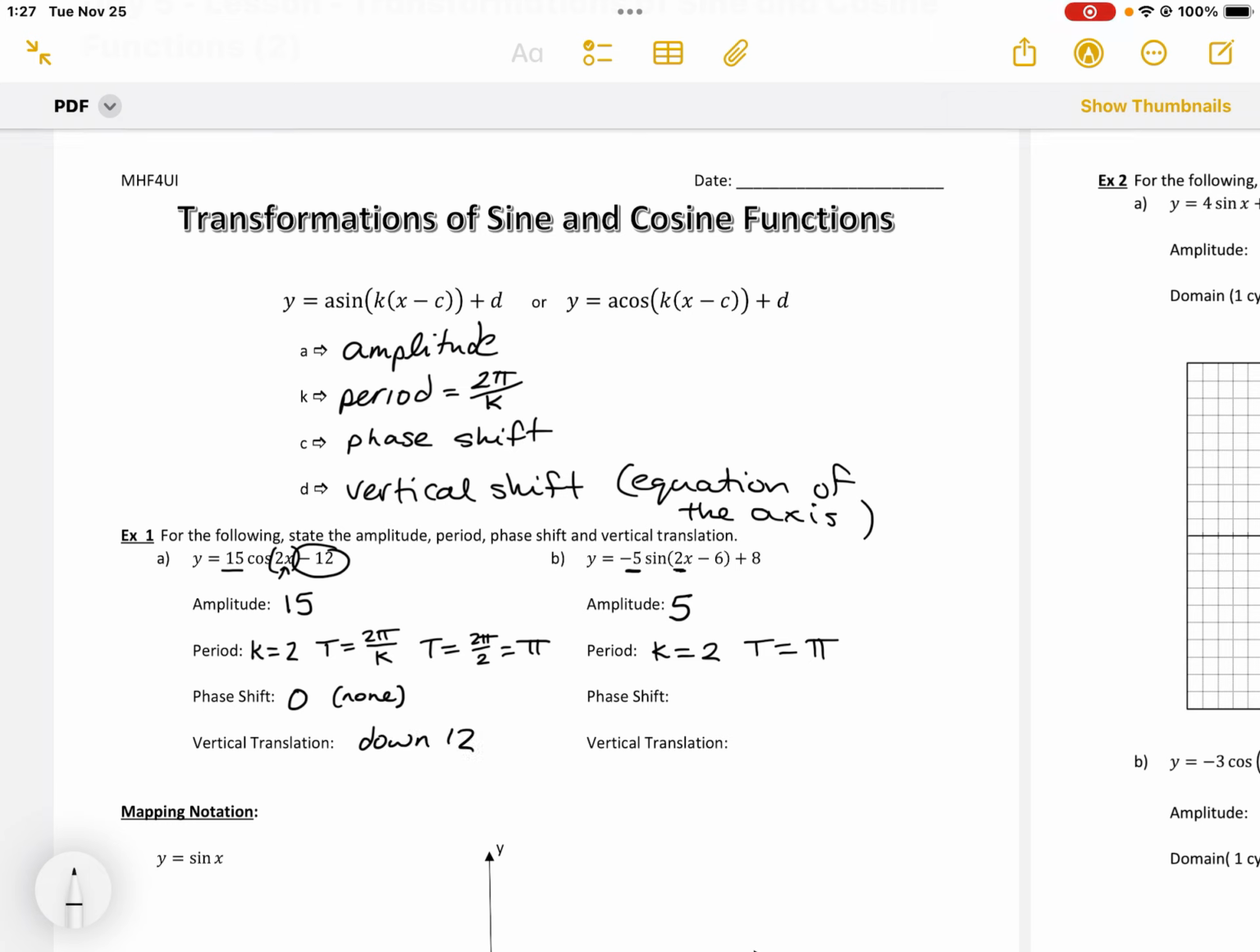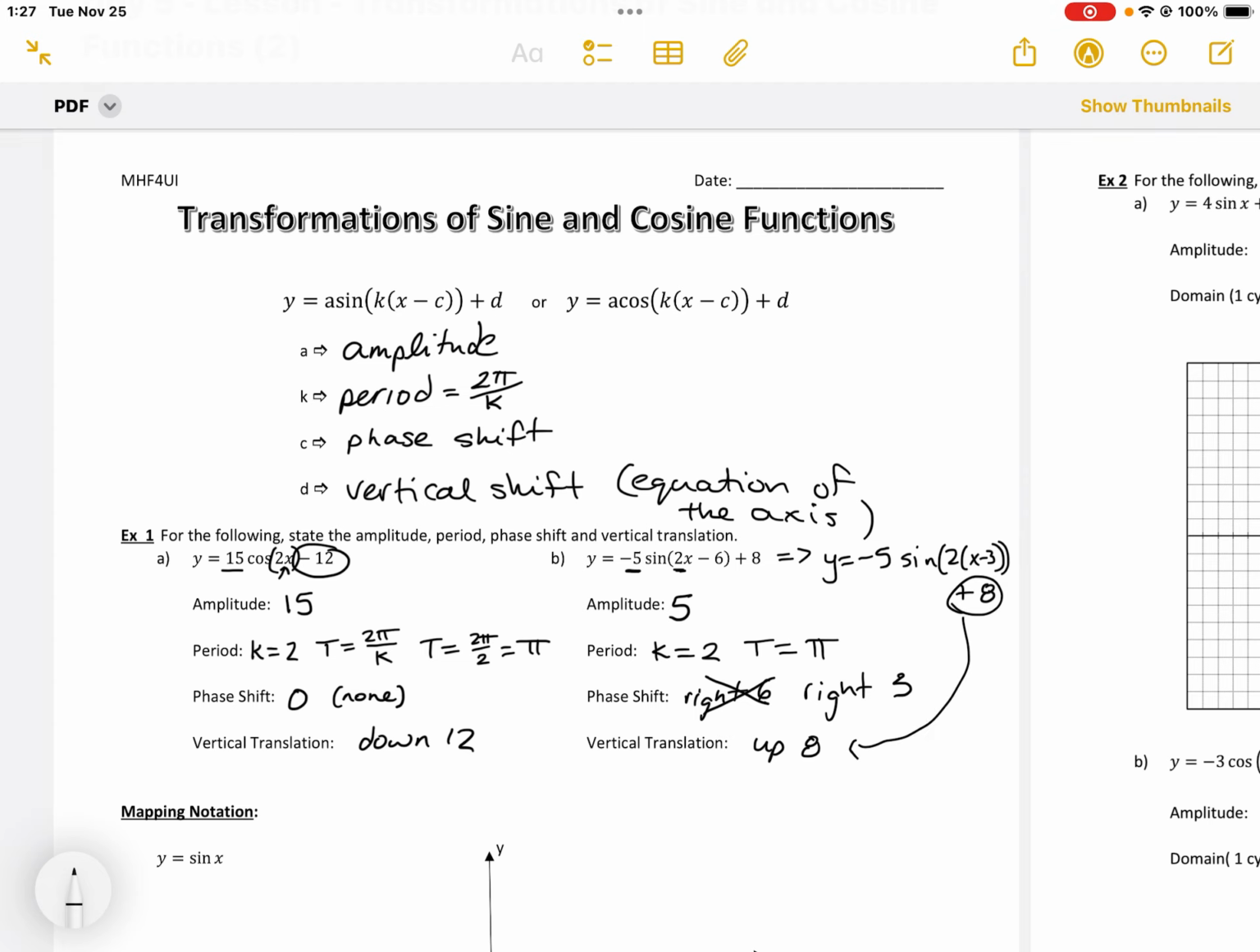On our right-hand side, it might be tempting to say the phase shift is right 6. It is to the right, but in order to get the correct value, we have to factor first. So we've got sine of 2(x minus 3), and then plus 8, which means that our phase shift is actually to the right by 3. And then our vertical translation this time is up 8, which is our number and sign at the very end.